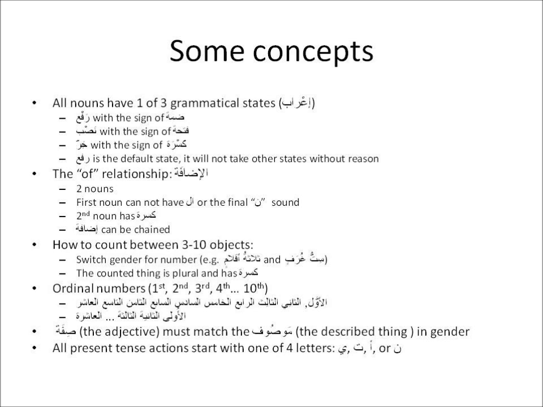Ordinal numbers. That's how to count in order. So first, second, third, fourth. So khamsa becomes khamis. So I will say the ordinal numbers from 1 to 10. الأول, الثاني, الثالث, الرابع, الخامس, السادس, السابع, الثامن, التاسع, العاشر.